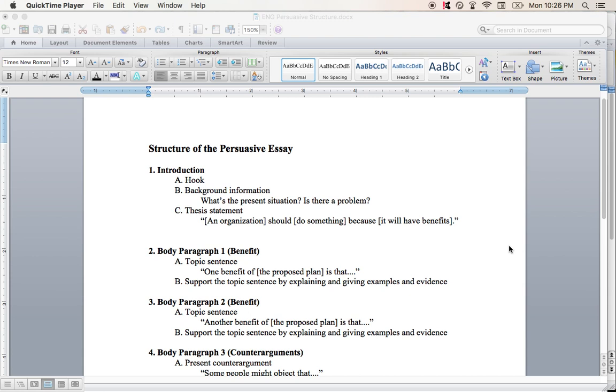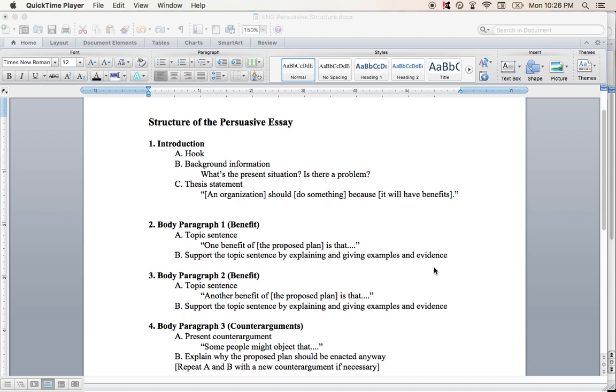So for instance, you might argue that JVS should offer a new kind of class, or you might argue that your workplace should have a new safety procedure, or you might argue that your town should put up more stop signs in your neighborhood for safety. But you're not going to argue that an individual should change their habits, okay? So, now let's look at the structure that you use to do that.